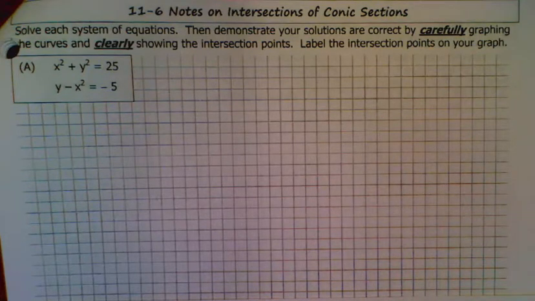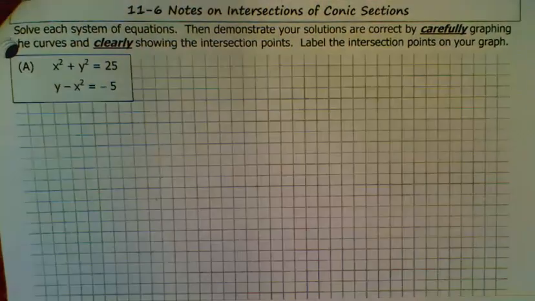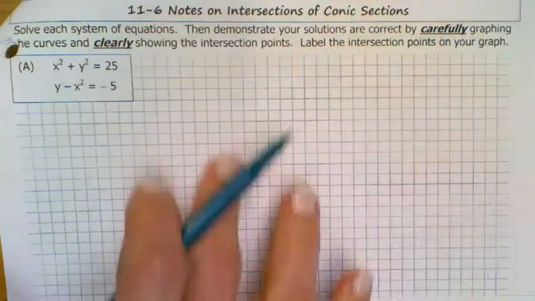So you can use all of the same tools and resources that you have for solving using the elimination or the substitution method that we've done in the past. And then when we're done, we're going to show that the points are actually intersections by drawing a graph. So we're going to use part of our graph paper for the graph and then the other part for solving.